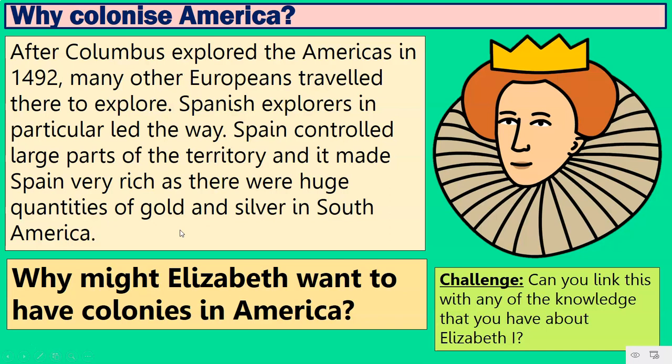Think about what you already know about Elizabeth as well. So you know that she had conflict with Spain. You know that she didn't want them to become too rich or powerful. We also know that we have this Catholic empire being built up. And remember that Elizabeth is a Protestant, so she's going to try and challenge that as well.